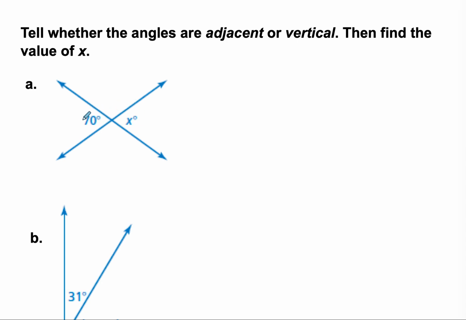70 and X are across from each other. They are not touching. They are made with the same two lines. So that's going to be vertical. And vertical angles mean that my degrees are going to be the same. They're going to be congruent. So if this one's 70 degrees, that one's 70 degrees.